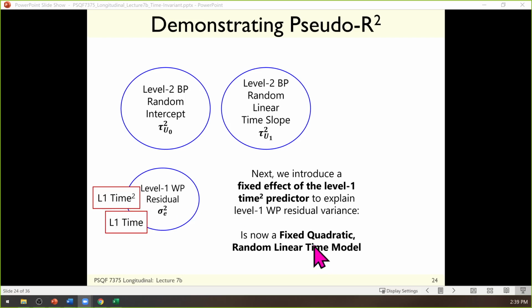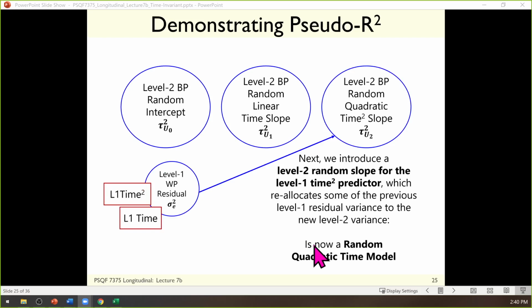And then, if we have fixed quadratic time, we can have random quadratic time. And E gets even smaller because part of it has again been allocated to level 2. So why are you off your line? Even though I made a bendy line? Oh, because I need my own bendy line. And that's going to reduce my error variance and move it over here. So this is where we get to the original 4 piles of variance to be explained by the level 2 predictors.